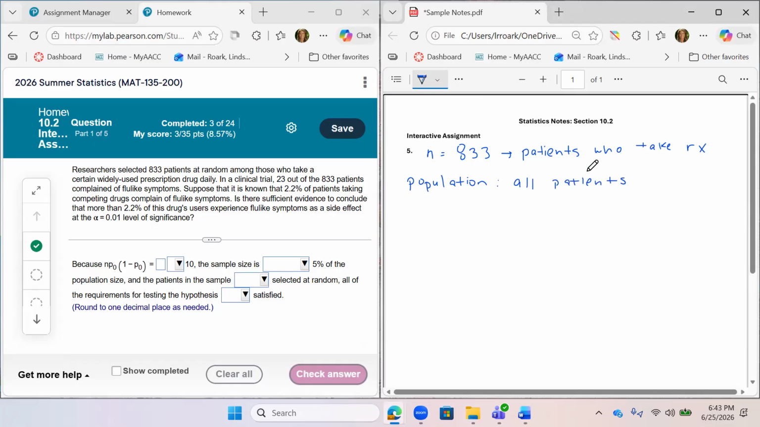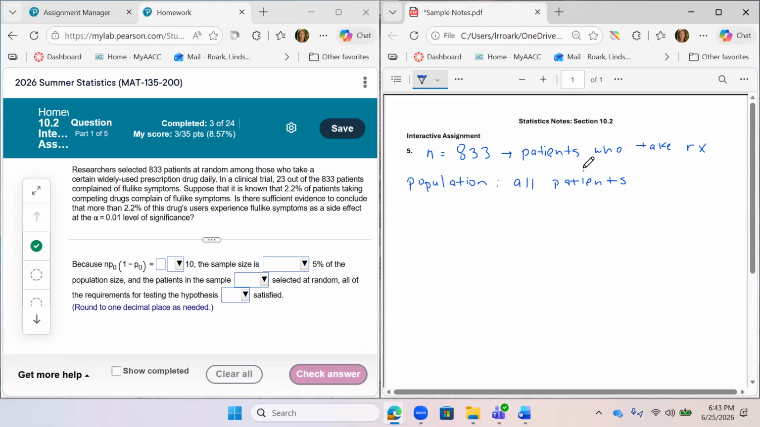Now, it's kind of weird because we don't know what drug this is. We don't know which patients, right? All patients in America, all patients in the world, but we can assume that if it's widely used, it's probably a lot of people who use this prescription drug daily, or whatever it is. You can pretend it's something that you recognize.